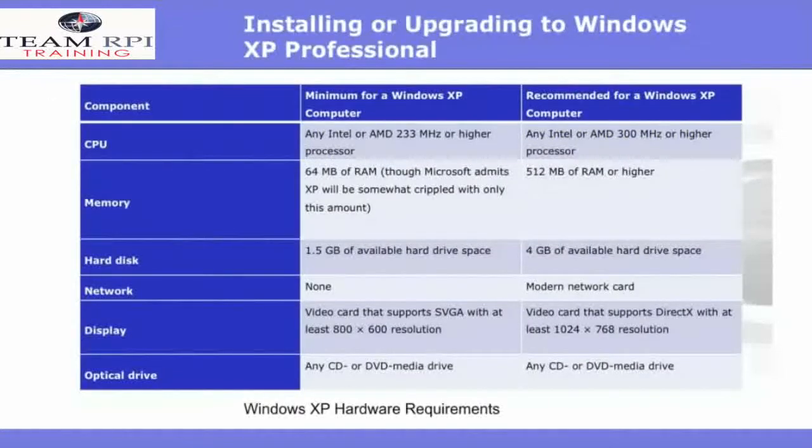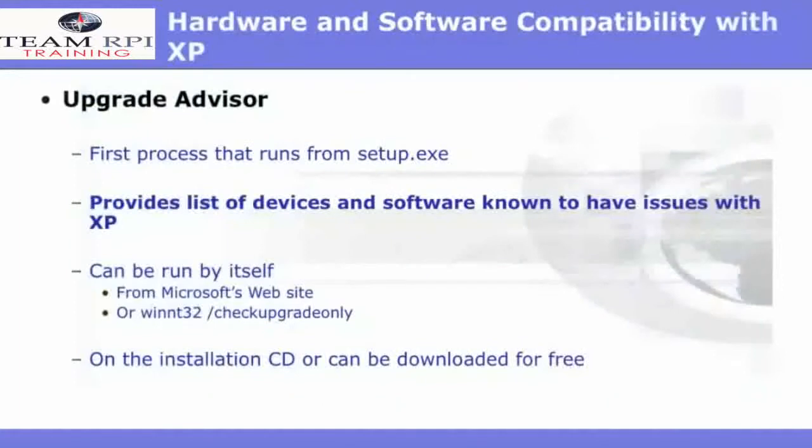The A+ examination expects you to know and understand the basic hardware requirements for each of the Windows operating systems. Here's a chart to help you out. It's always a good idea to run the Upgrade Advisor. This provides a list of devices and software known to have issues with Windows XP. You can find this on the Microsoft website or on the installation CD itself.